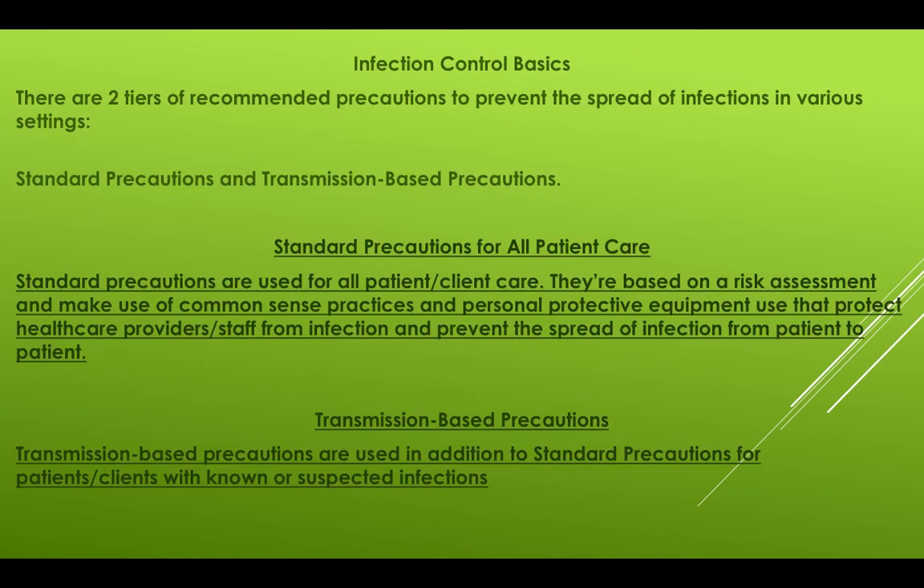We will now talk about infectious control basics. There are 2 tiers of recommended precautions to prevent the spread of infections in various settings. Our first control is standard precaution, and our second is transmission-based precaution. Standard precautions for all patients or clients, in our particular language. Standard precautions are used for all patients in client care.